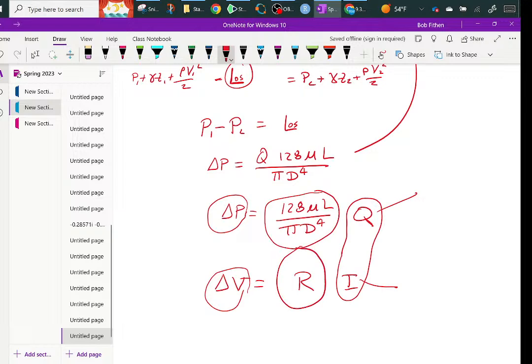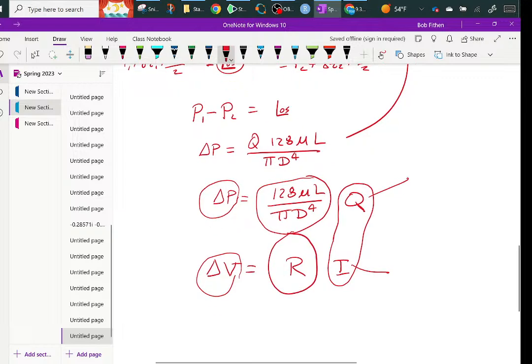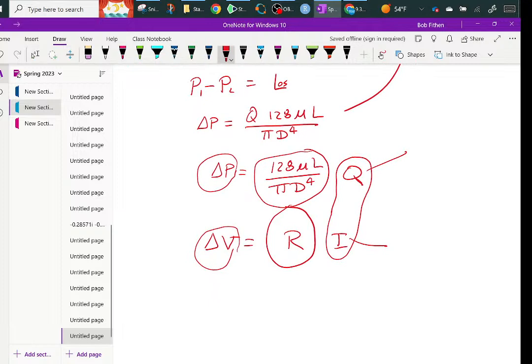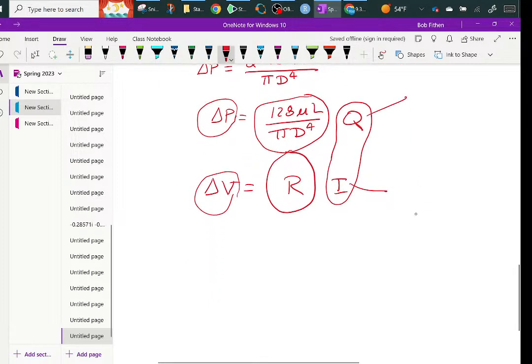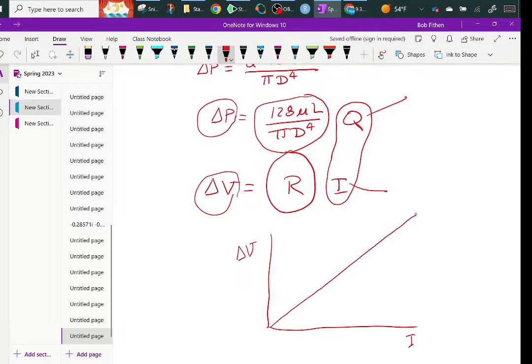It turns out for laminar flow that it is linear. Here's the difference: if you drew a circuit, delta V and current, you get this beautiful straight line, and the slope is the resistance. In fluids, it does something different. It's linear for a while, and then it becomes quadratic up here.